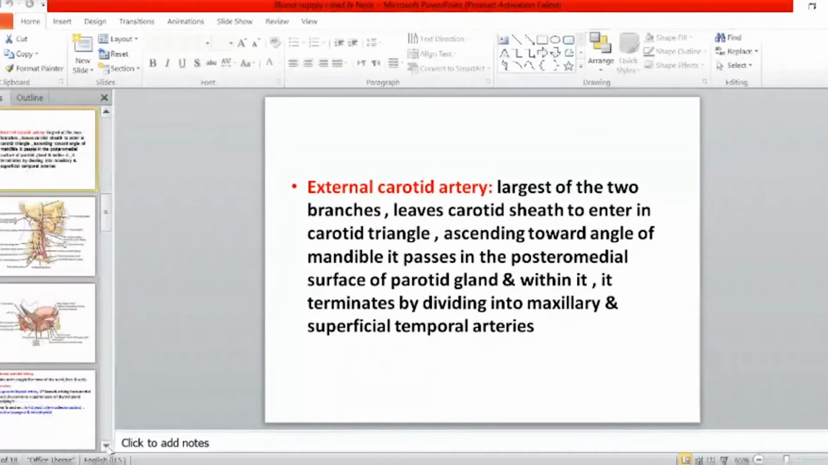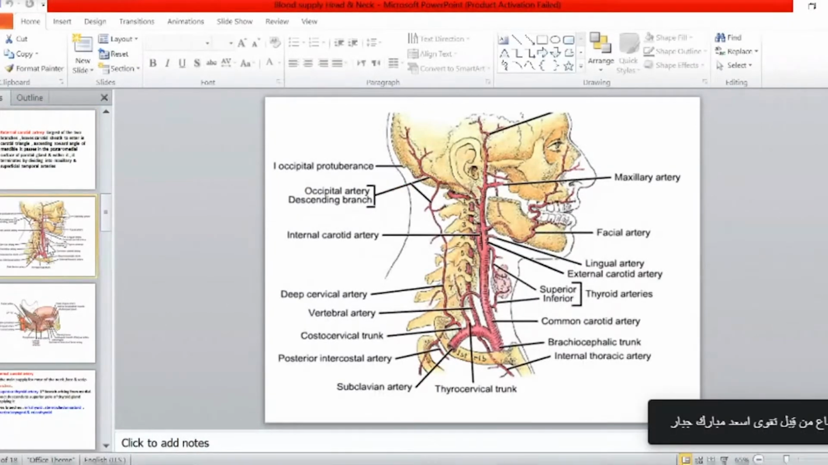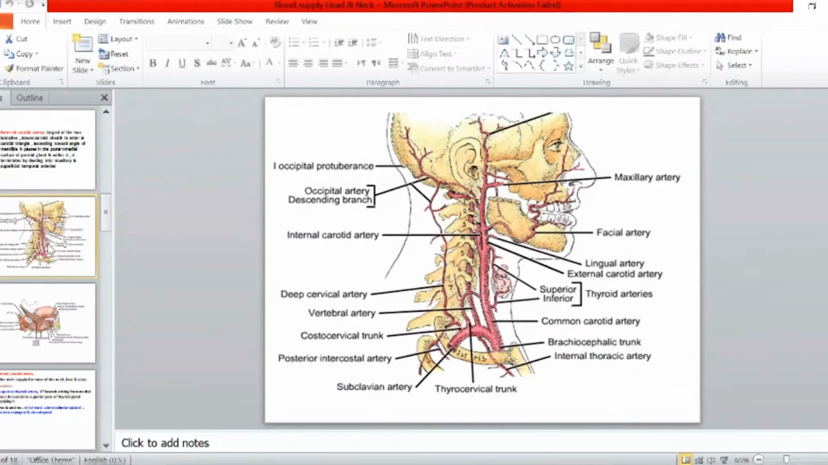You can feel the pulsations of the external carotid and common carotid in the carotid triangle, just in level with the superior border of thyroid cartilage. If you press your finger there, anterior to the sternocleidomastoid muscle, then you can feel the pulsations of the carotid arteries.